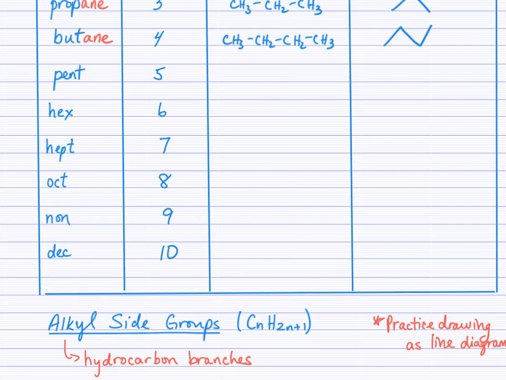Non, 9. I always think of nonna, like Italian grandmothers called nonna, and often they're older, getting on in their years, and so perhaps 9 there. And then dec for decade. So you've hopefully copied these down. If you can complete the table and then come back and check your answers, that would be great.